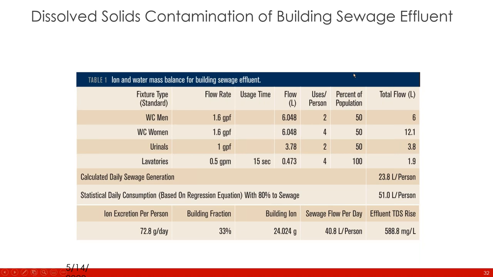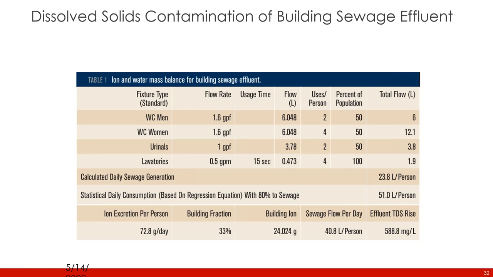So this is a little spreadsheet I did for ion and water mass balance for building sewage effluent. So this is an office building, and we have some water closets, some urinals, some lavatories, and this is the usage rate over the course of the day and all this kind of stuff. One of the things that we know is that the ion excretion average per person, and ion excretion basically is talking about salts of various kinds.